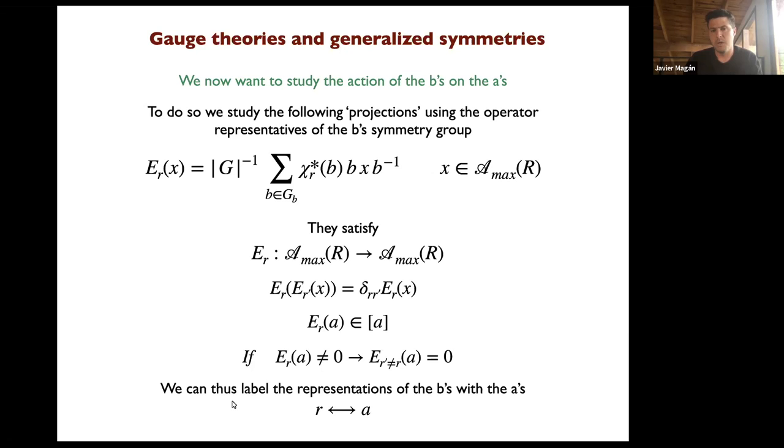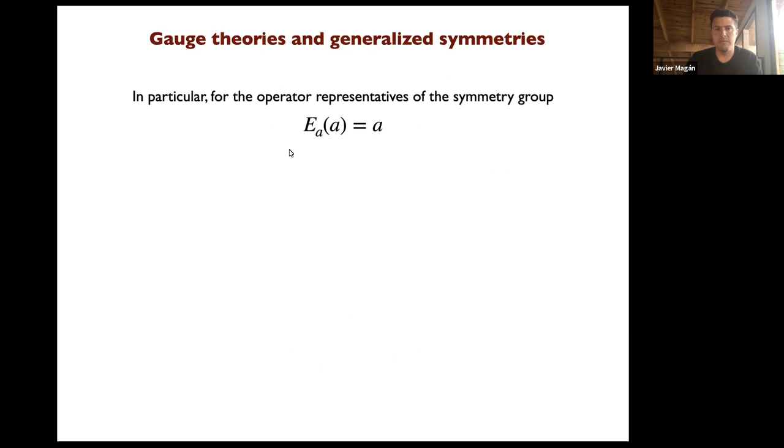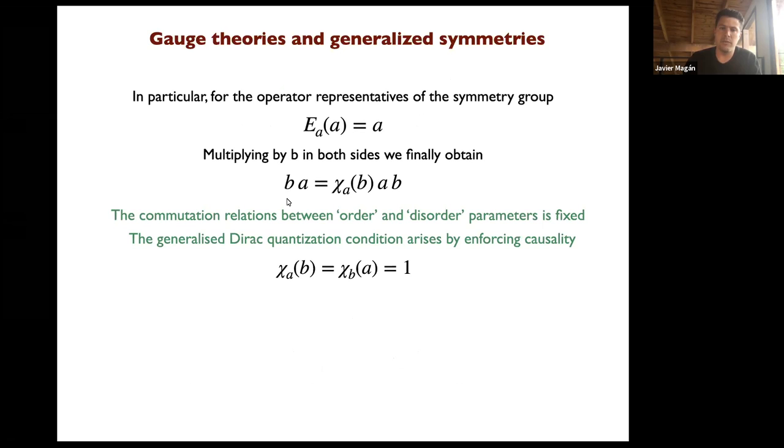So having defined this map, what is interesting to do is apply it to the operator representatives of the A's symmetry group themselves. And we arrive at this apparently trivial and redundant expression here, but when we multiply it by B on both sides, we finally arrive at this equation here, which we recognize as the usual commutation relations between order and disorder parameters in gauge theories or theories with generalized symmetries.